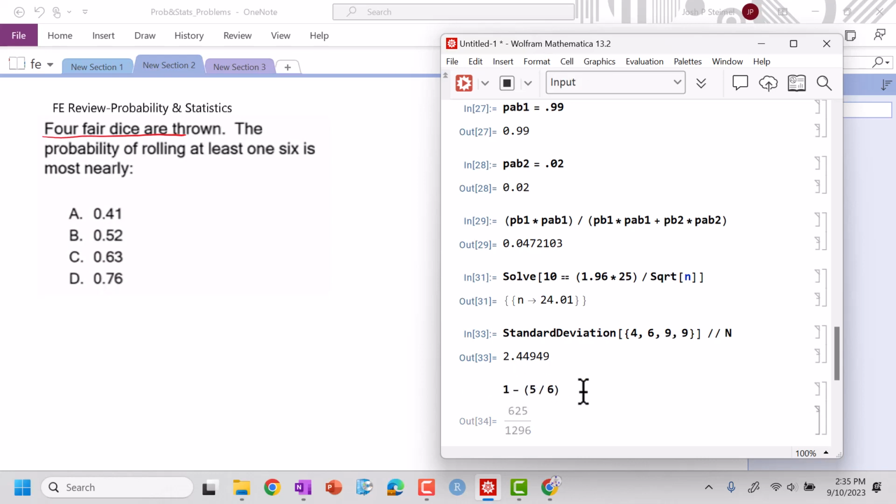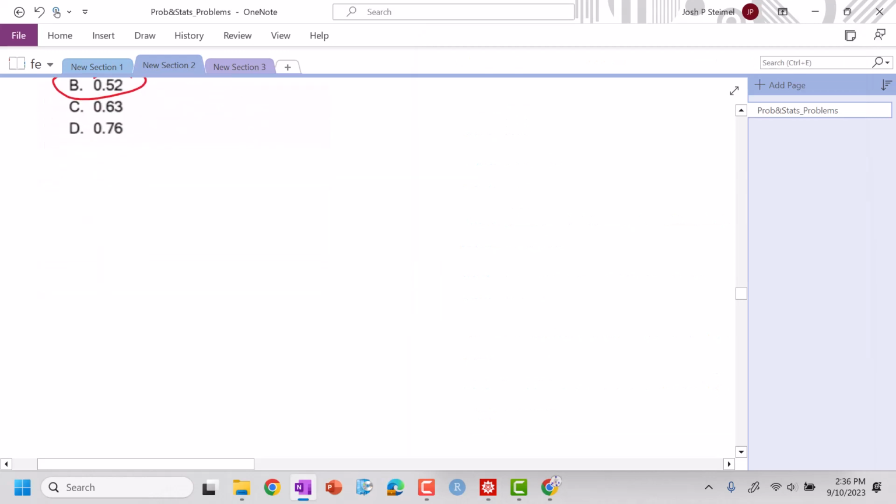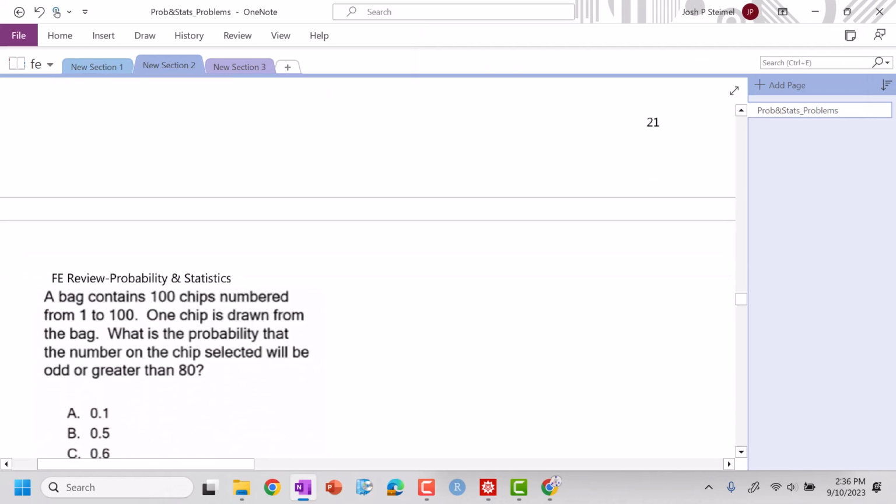Actually, let's just do 5 divided by 6 times 5 divided by 6. Let's copy this 4 times. And we can look at this. So we would get the following. So basically very close to 0.52. Excellent. So you can always take that opposite perspective as well.